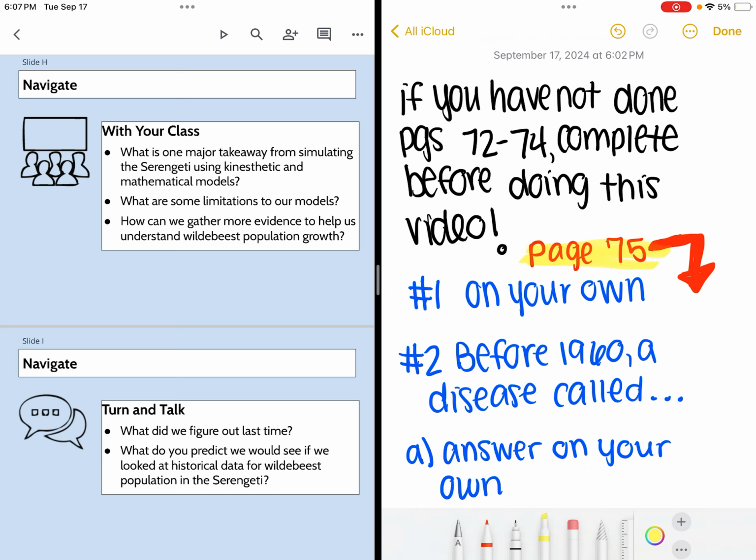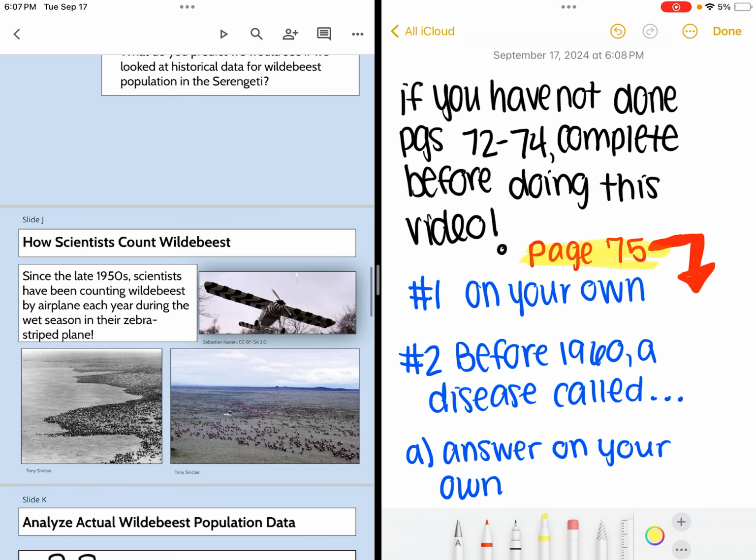On page 75, you're going to see population data from the Serengeti populations from 1961 to 2012. The year and wildebeest population were recorded annually. That means once per year. I just want to reiterate how this data was collected. Since the late 1950s, scientists have been flying over the wildebeest herds and counting the wildebeest.